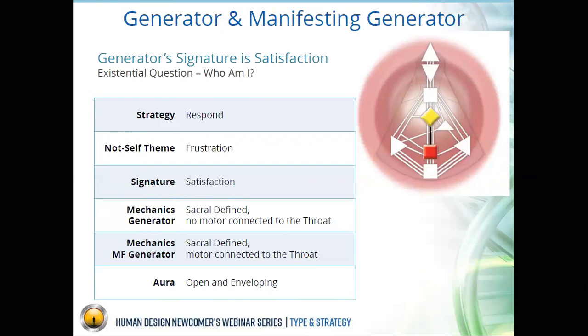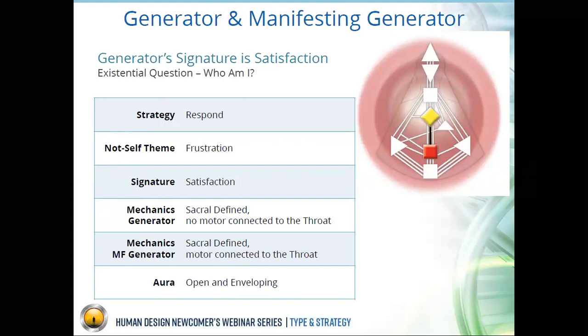So you enter into it correctly to begin with through your strategy and authority, and then move through the activity. And then at the end, you'll feel a sense of satisfaction. So that's the big difference. The manifesting generator is all about efficiency. And how can I do this the most efficient way?